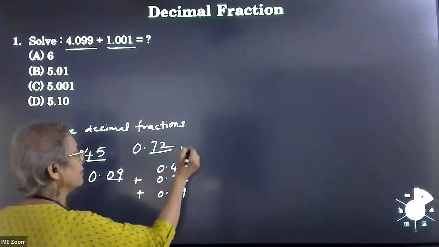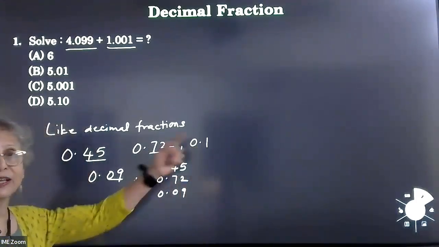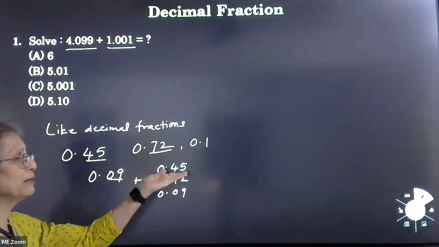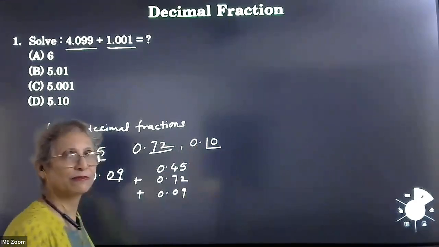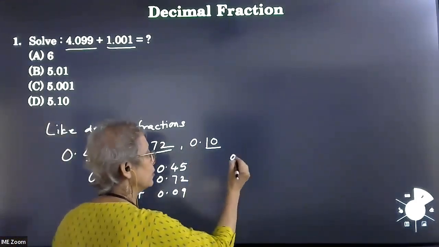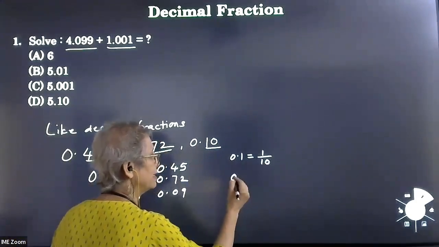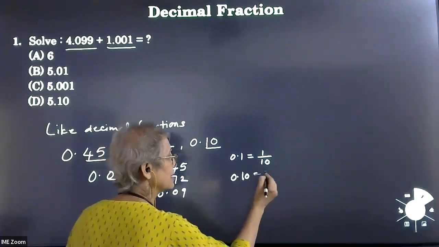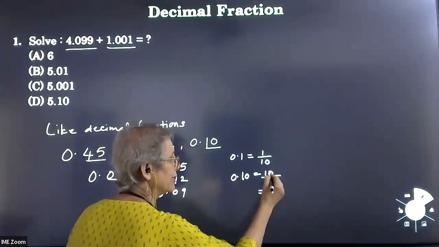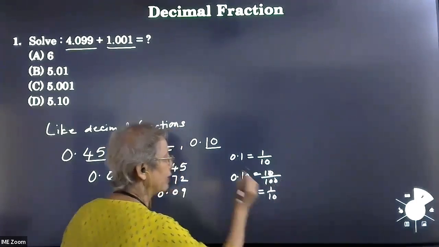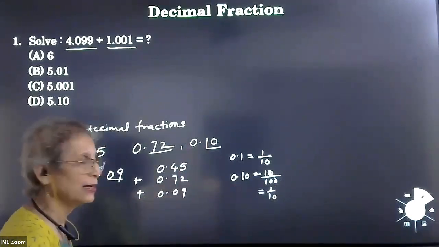And suppose if another fraction is given like this, 0.1, then this is not like fraction. Then how to make them like? Just add 1 zero over here. So now there are 2 digits. If I write 0.1, this is nothing but 1 upon 10. And if I write 0.10, this is nothing but 10 upon 100. And if you simplify, it becomes 1 by 10. And therefore the value remains the same. And now I have converted this into like decimal.